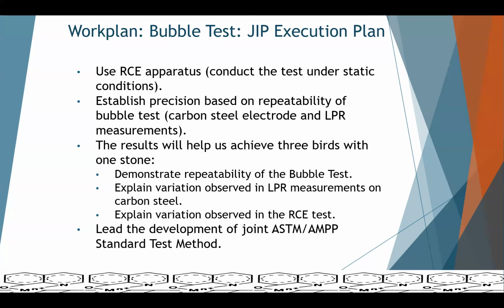This one series of tests will help us to achieve three things. One, obviously, first to demonstrate the repeatability of the bubble test, and hence it could become a standard test method for carbon steel. Two, it can also explain what are the variations caused by LPR measurements when compared to mass loss measurements. Three, it can also explain what are the variations caused by rotation in the rotating cylinder electrode. So three birds in one stone.